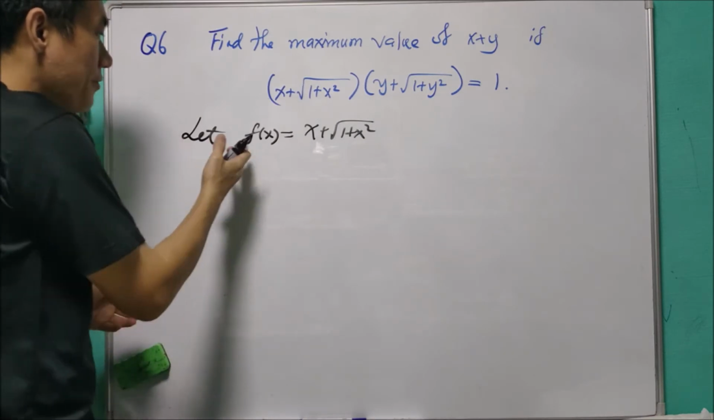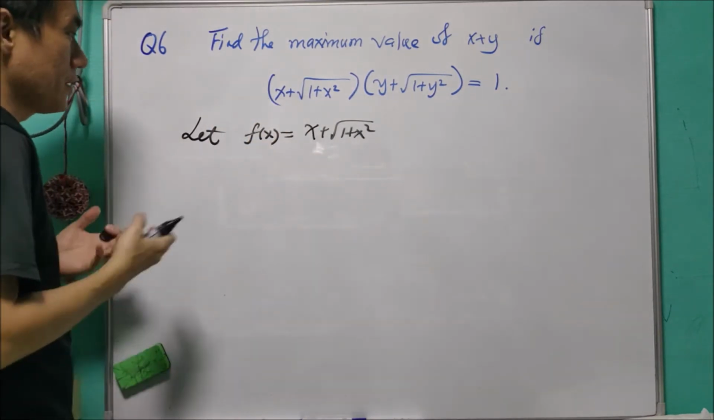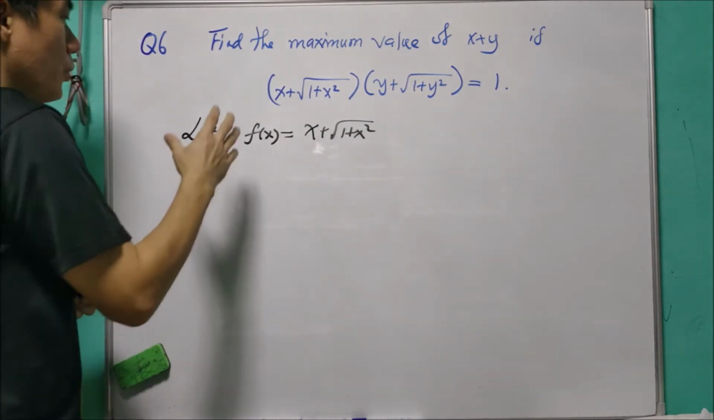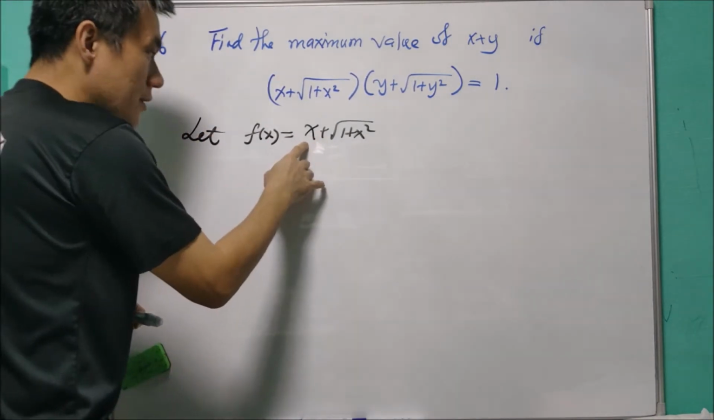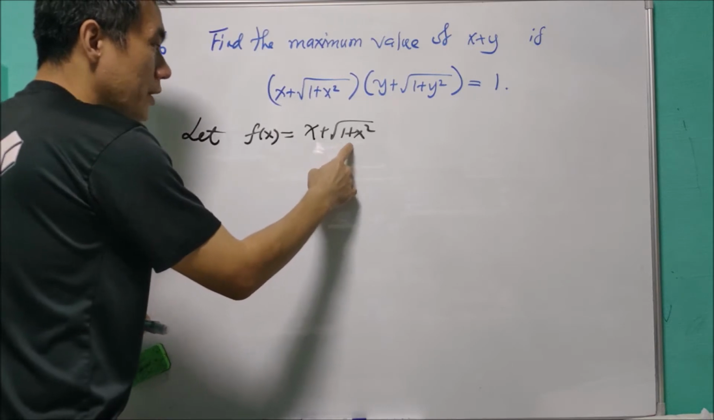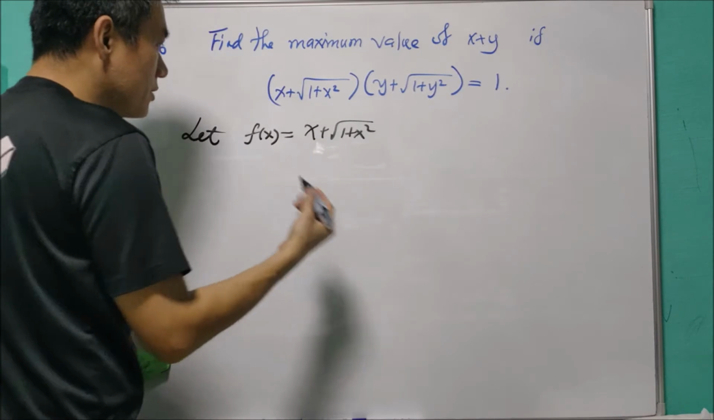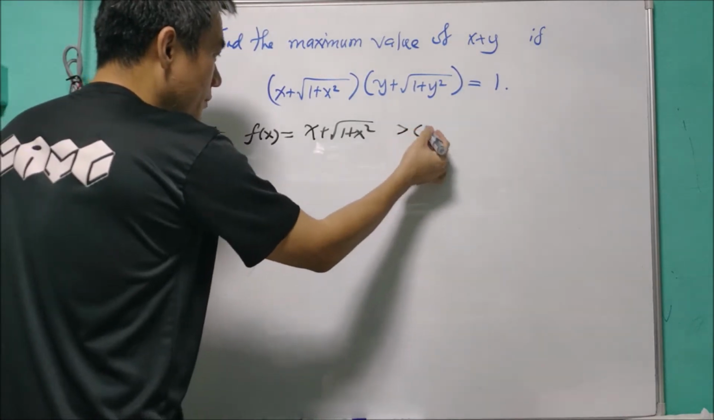Then we can see that f(x) is always positive. It is clear that when x is positive, f(x) is positive. When x is negative, let's say negative a, this is square root of 1 plus a squared, which will be greater than negative a. So in general, f(x) is positive.